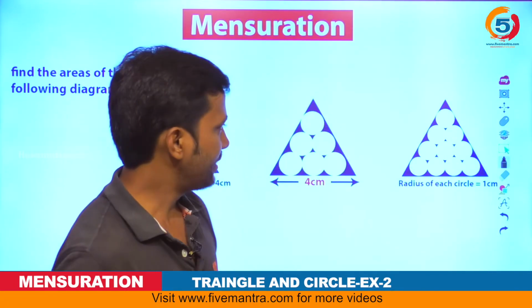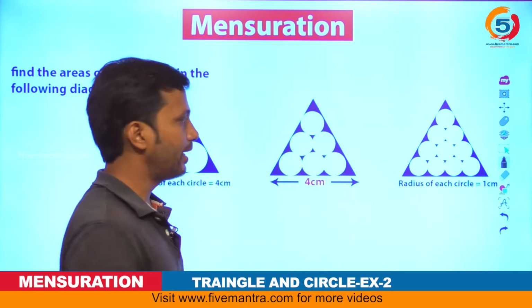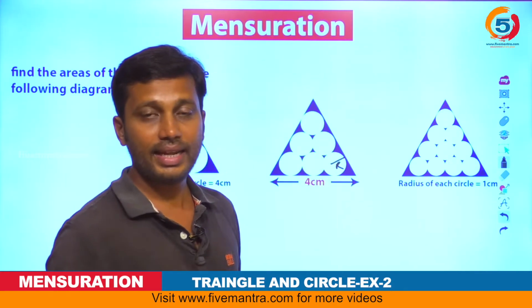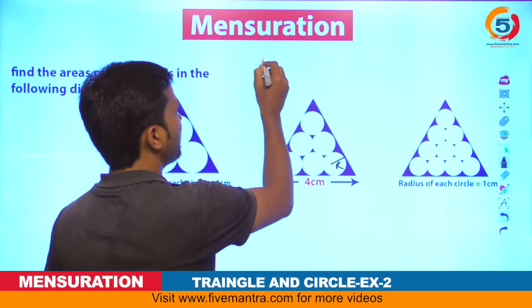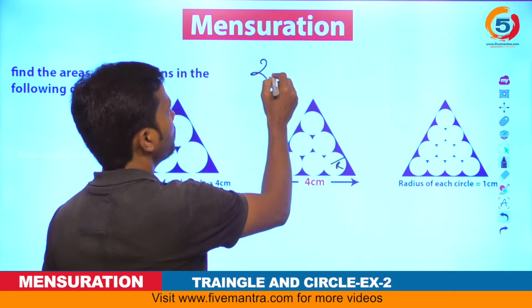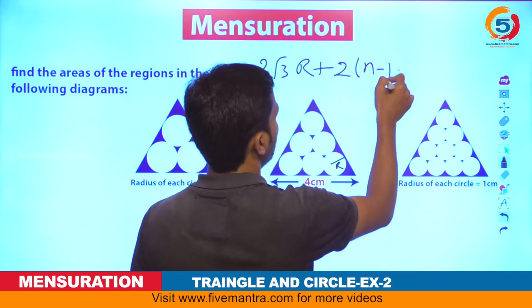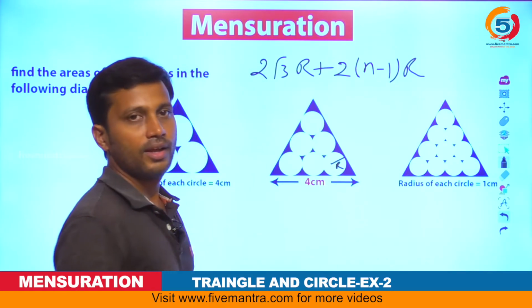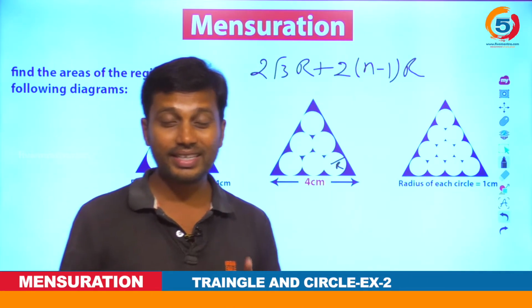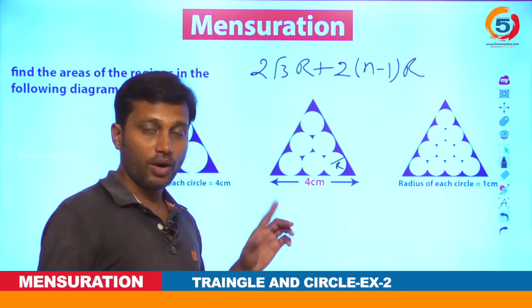Okay, let us see the second problem. In the second problem we have 6 circles of equal radius. Let us suppose each circle's radius is some capital R. Then, as we know, when the radius of each circle is capital R, the side of the equilateral triangle would be 2 root 3 r plus 2 into n minus 1 into r, where n is the number of rows. Here, what is given? Is radius given or side? Side is given.